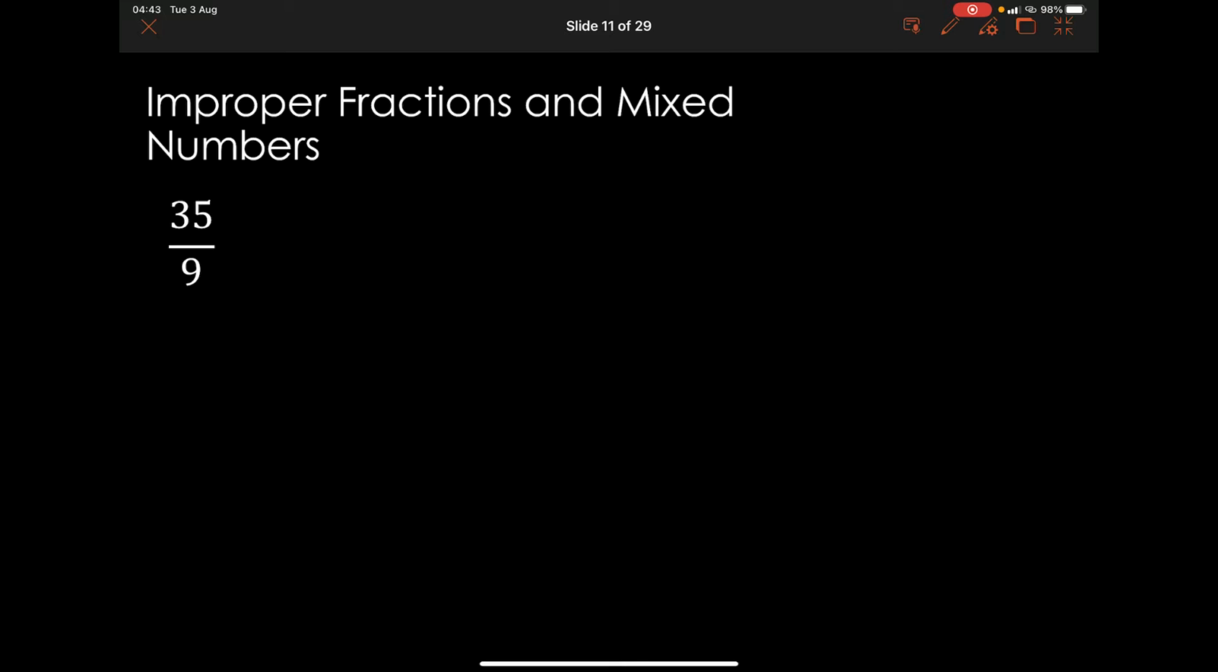35/9. Now, this is an improper fraction. 35 is bigger than 9. The number on the top is bigger than the number on the bottom. So it's an improper fraction. Okay, and what we need to do is work out how to turn that into a mixed number. The other example we have is 48/7, and we've got to turn that into a mixed number. So if you think you know how to do this, why don't you pause the video and have a go, and then press play and I'll go through it.